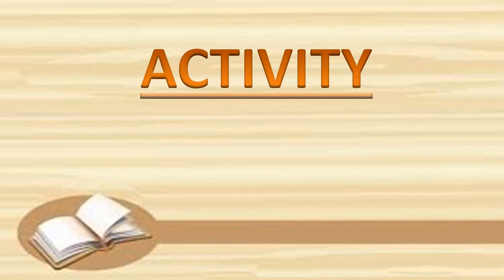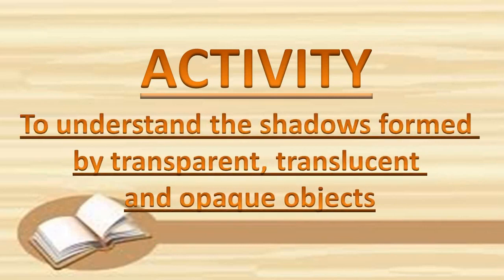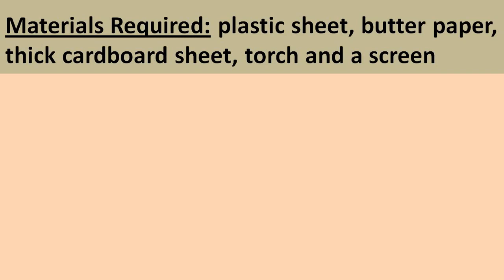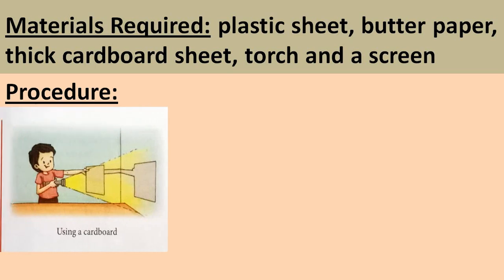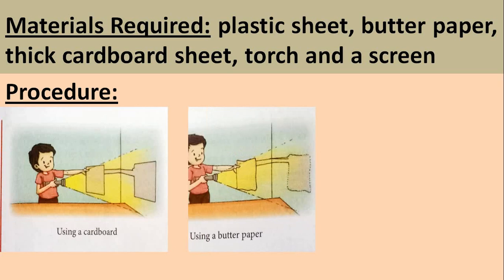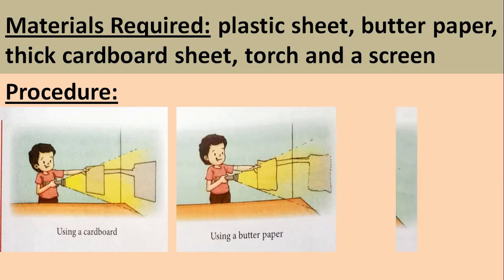Let's perform an activity to understand the shadow formed by a transparent, translucent and opaque object. Children, remember, these are the different types of object you have learned in your previous science class. For doing this activity, you need a transparent object like a plastic sheet, a translucent object, a butter paper, and an opaque object like thick cardboard, and you need a torch, a source of light, and a screen where you can form the shadow. Now hold the cardboard in front of the screen and project the light of the torch from the other side. Now do the same procedure with butter paper and then with a plastic sheet.